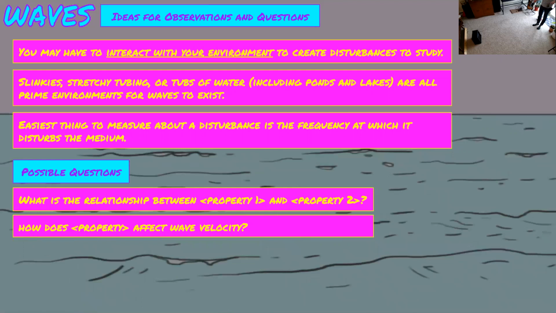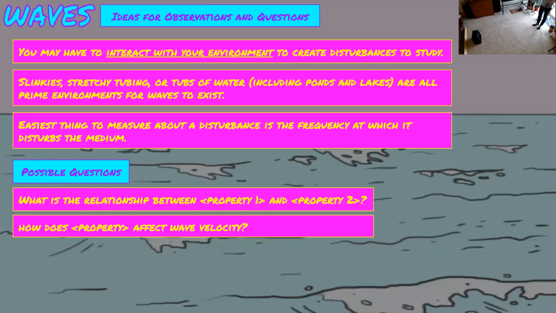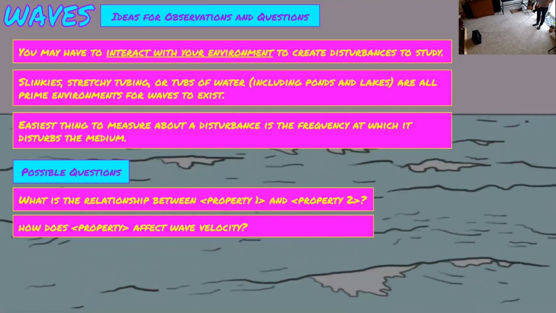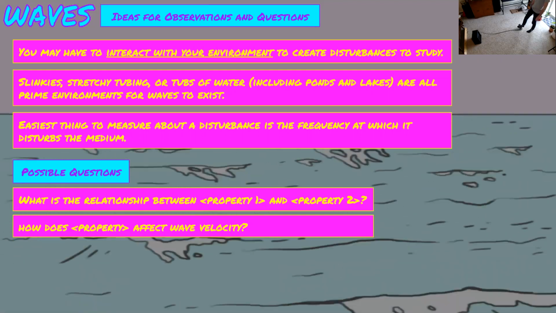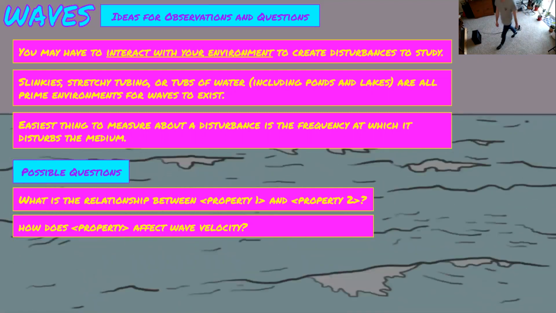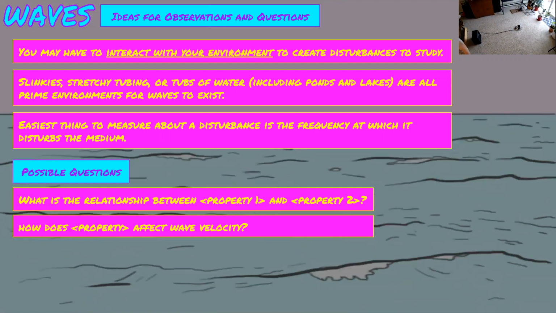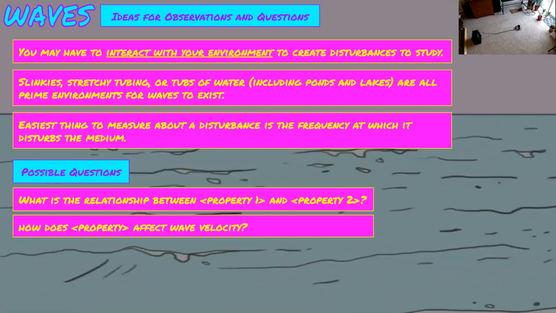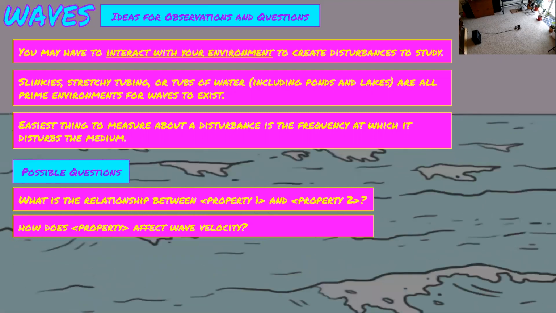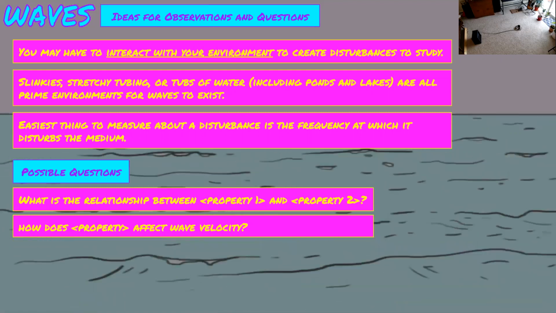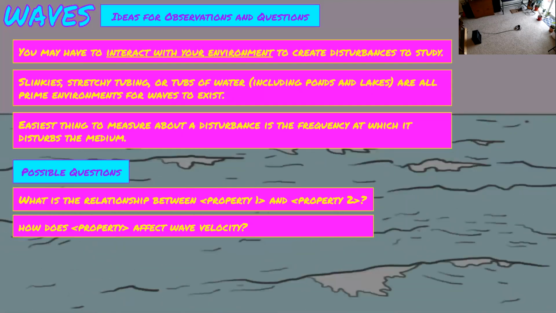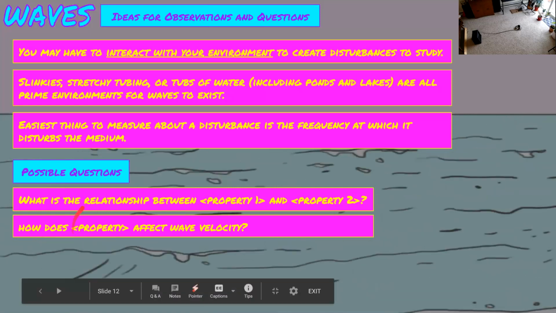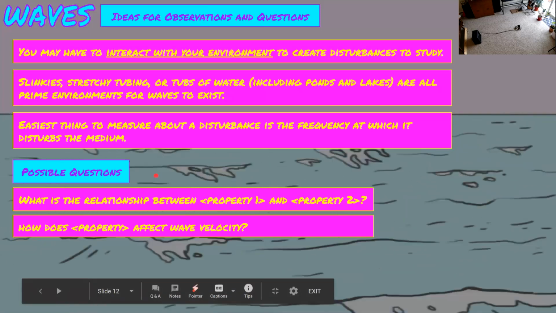1, 2, 3, 4, 5, 6, 7, 8, 9, 10. Okay. So let's just say it did 10 cycles in 5 seconds. 10 cycles in 5 seconds would be a frequency of 2 hertz. You could also do that with a tub of water. If you disturb the water at a certain frequency, you can measure the frequency and the wavelength and get the velocity of the wave. Some possible questions, or some outlines of possible questions you could ask.